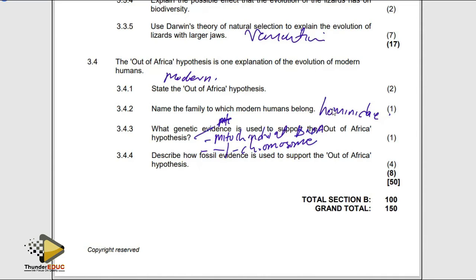Describe how fossil evidence is used to support the out of Africa hypothesis. I've been telling these kids that these are the same questions we ask you. And if you check the book we use, you can even download it yourself. That's exactly how we mark. This is the same way they ask you this question. This book was released a long time ago, before even these papers were set. All right, let me answer.